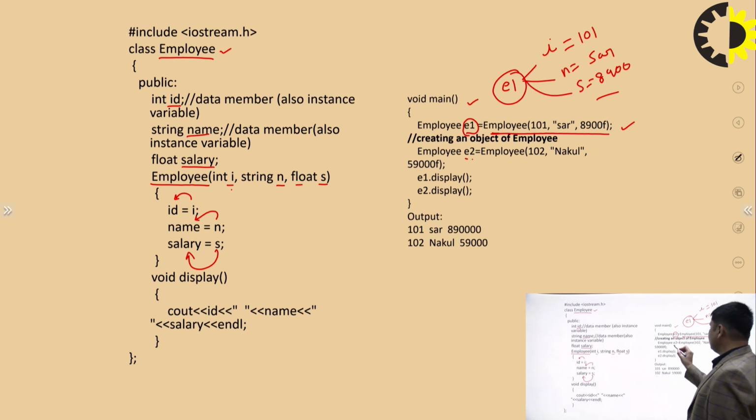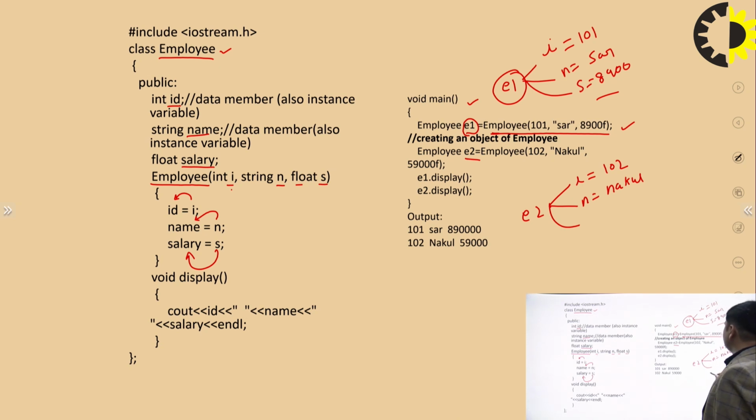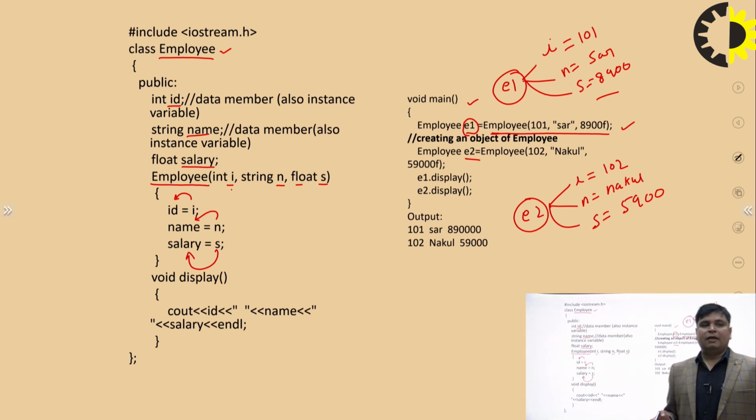Similarly, for the object E2, the value of I is 102, the value of n is Nakul, and the value of S is 5900. So these are the distinct values for the object E1 and the object E2. As we have already said, if we want to provide different values to different objects, a parameterized constructor will be used in that scenario.